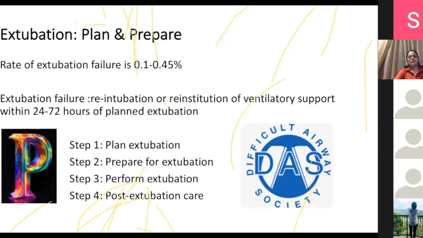2011 NAP4, in 2012, the Difficult Airway Society came out with some algorithms. And it's all to do with 4 Ps. You need to plan your extubation. You need to be prepared for your extubation. And then you perform your extubation depending upon how you have planned and prepared. And it doesn't stop there. There should be very good handover and post-extubation care. So let's have a quick look at this.